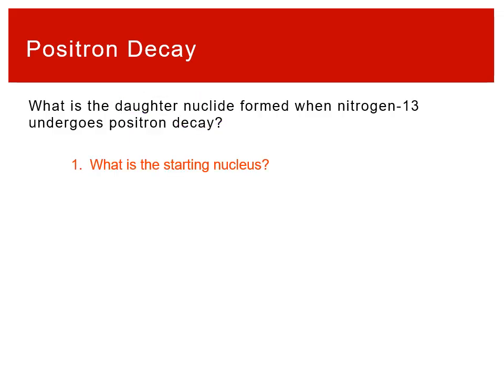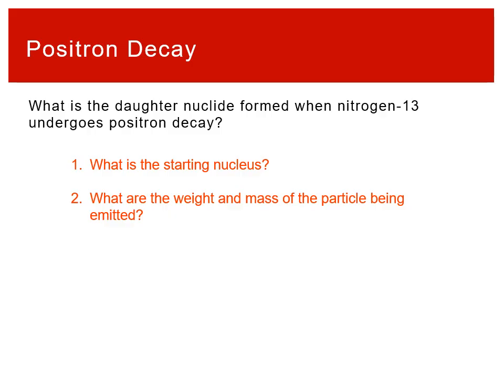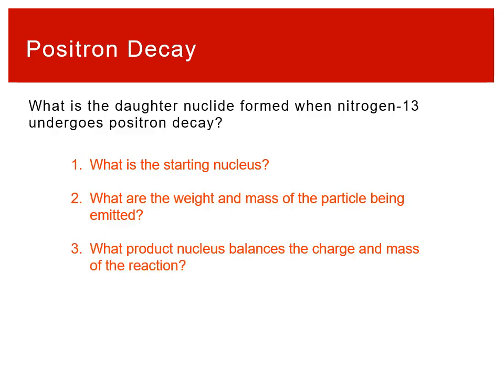When we're doing it, same idea. We're going to start by asking, what is the starting nucleus? In this case, it's nitrogen 13, because we want products, so we want to know what the reactant is. What are the weight and mass of the particle being emitted? Well, we're told it's positron decay, so it's going to be a positron, 0 mass, plus 1 charge. And then balance it.